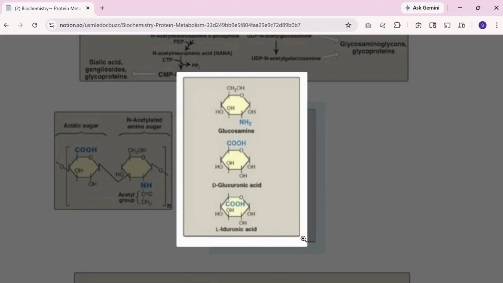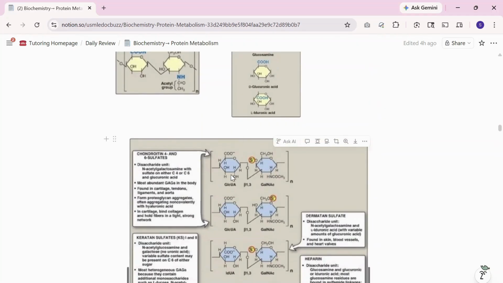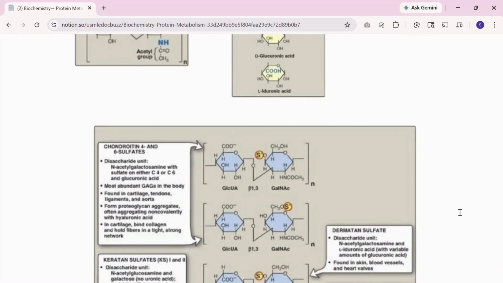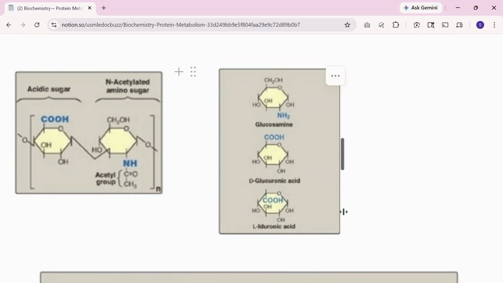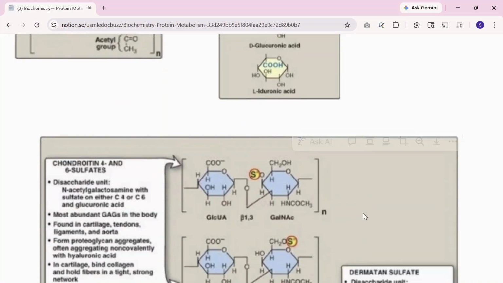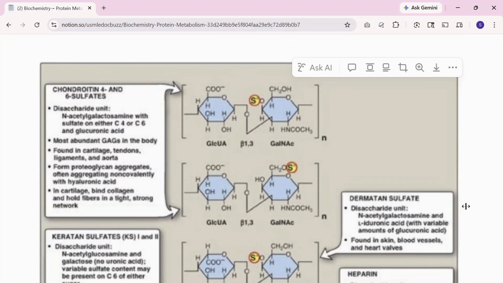Right? Here, all of these, right? L-iduronidase, right? Iduronate 2 sulfatase, right? What are they talking about here? This is what they're talking about. This is the molecule that they're talking about. They're not able to break that down, right? And we'll see all this.